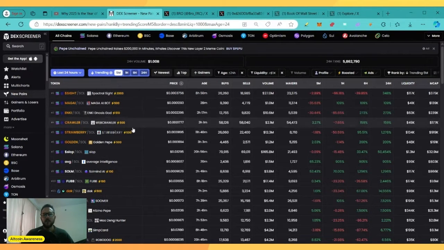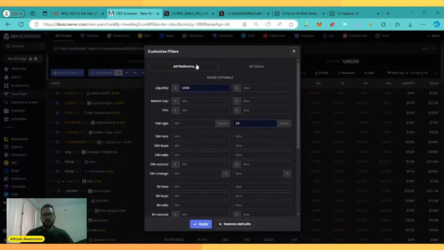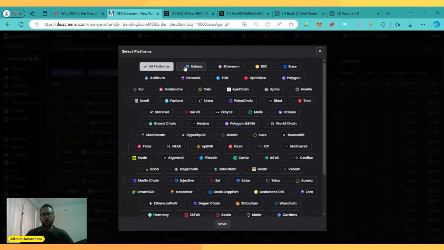Now, next thing that I want you to do is go here and change the filters. So click on this and customize the filters. The first thing that we are going to do is we are going to click on this here, the All Platforms tab, and we are going to focus on Ethereum. And that's because I really believe that all the moonshots, the next Pepe, the next Shiba Inu, in terms of returns, are on Ethereum, and more specifically on Uniswap.